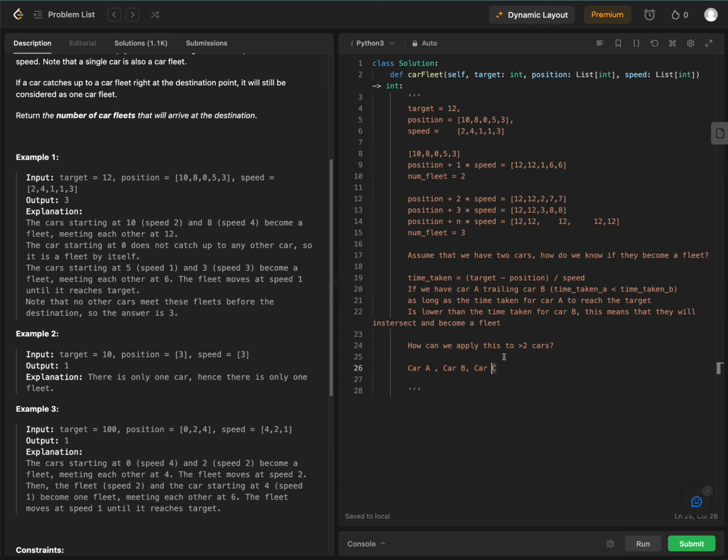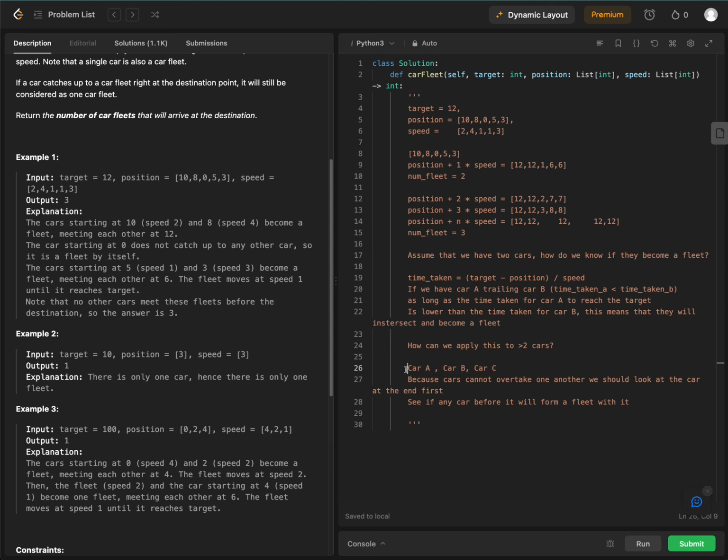Because the cars cannot overtake another car, we should look at the car at the end first, and see if any car before it will form a fleet with it. Is this true, or should we look at car A and car B first, or should we look at car B and car C first?